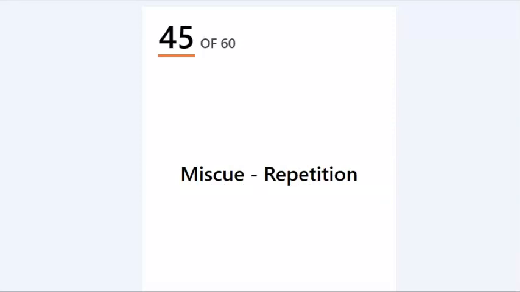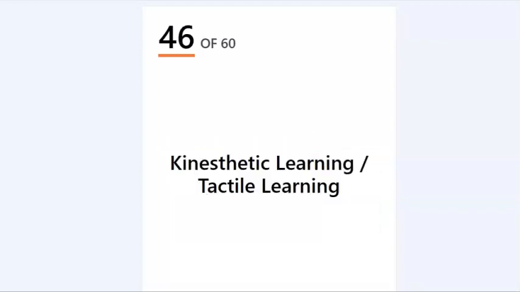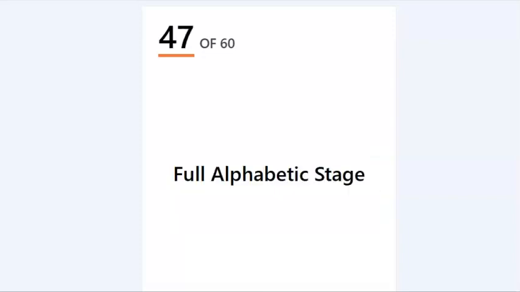Miscue repetition. When the reader repeats a word or a group of words in the text. When reading, a student stumbles on his words and goes back to the beginning to restart the sentence. Kinesthetic learning, tactile learning. Learning primarily by touching things or doing an activity. Create and act out plays or skits.